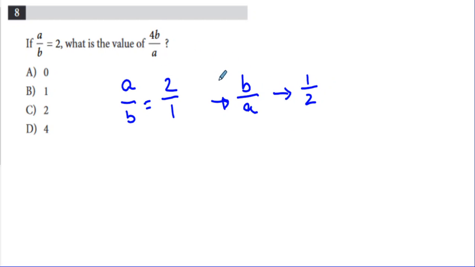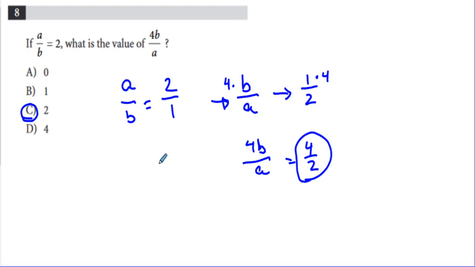In order to make it say 4b, that means I'm going to multiply the top of this one by 4, which means I need to multiply the top of this one by 4. So now it's 4b over a is equal to 4 over 2. Well, 4 over 2 is just 2. So that would be my answer.